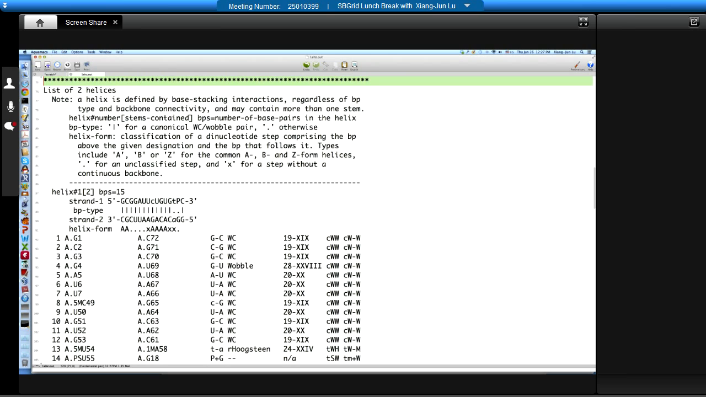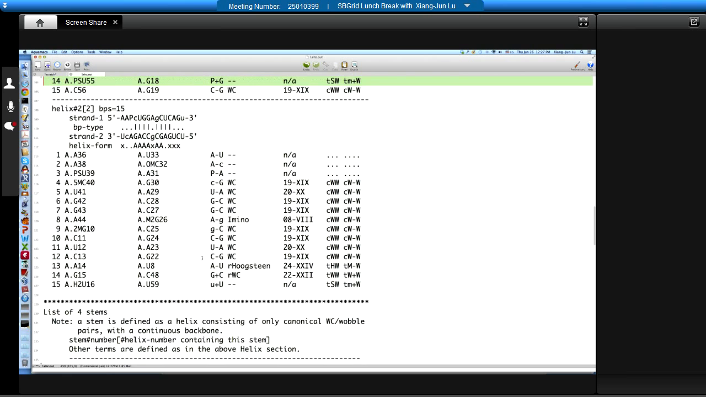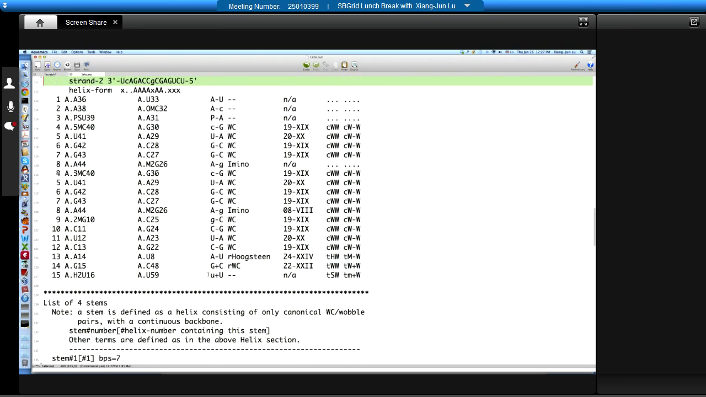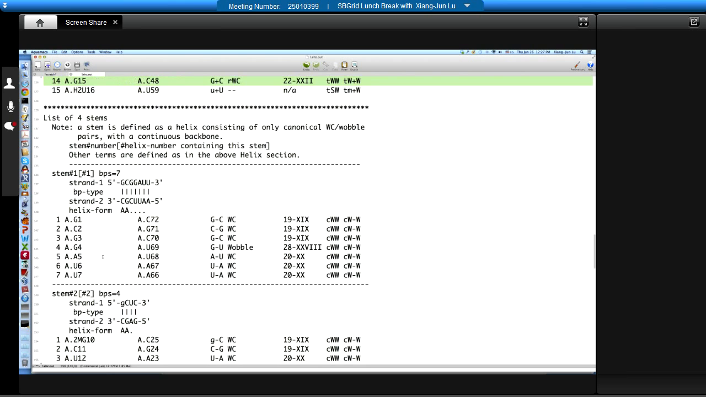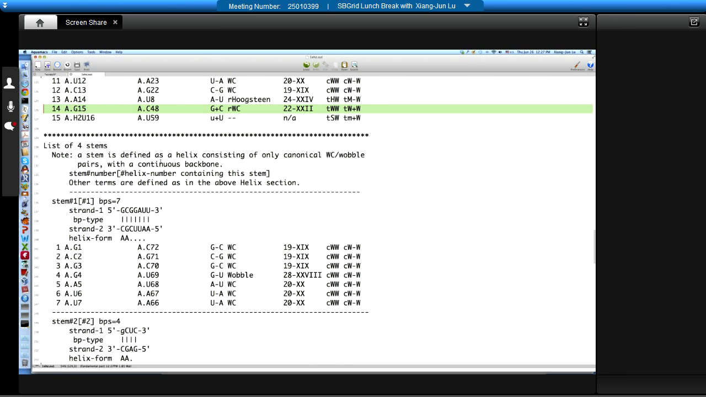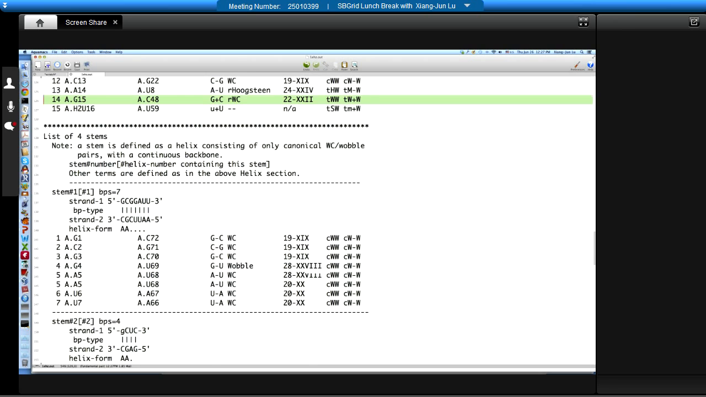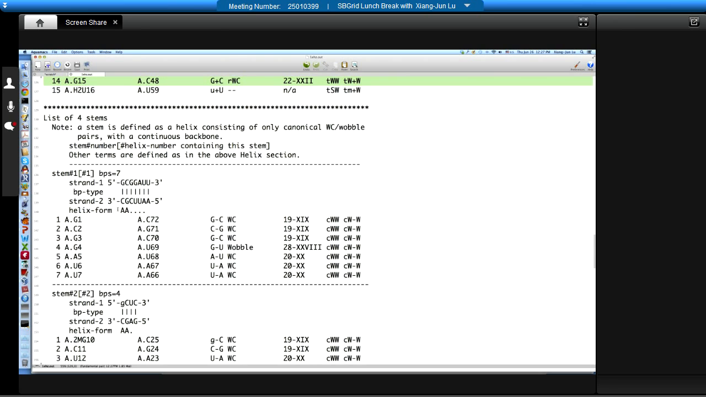Then you have a list of the two helices. Helix 1 consists of 15 base pairs. This is a simple notation. And then I give a list of the base pairs that compose the helix. And then you have a list of the four stems. The first again gives a simple definition of what the stem is. And then I give you a list in a similar format as for the helix of all the base pairs that are in this stem.